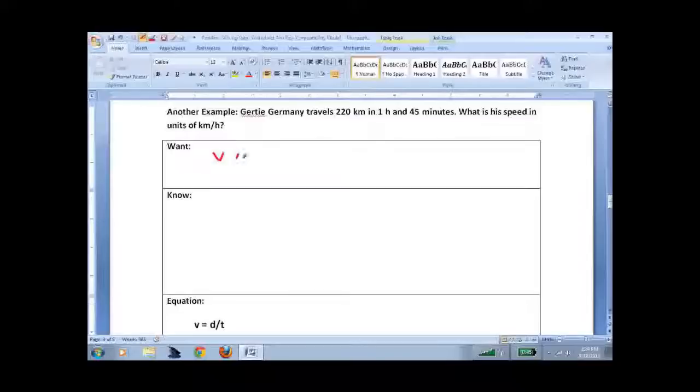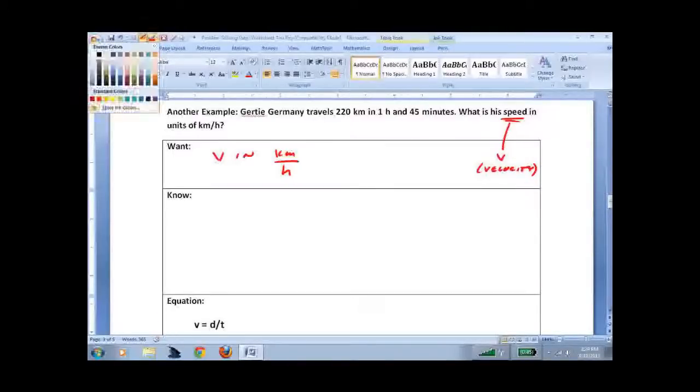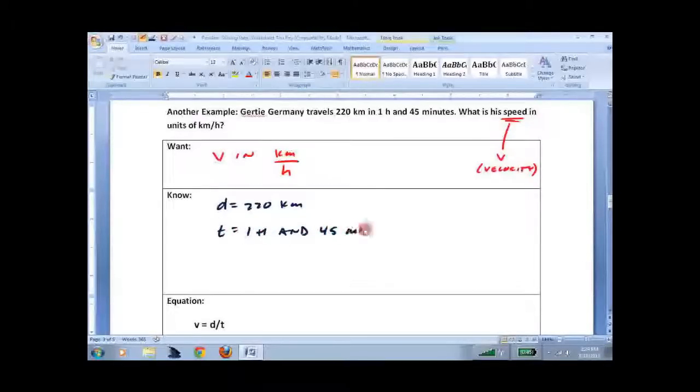I want V kilometers per hour. Even though it says speed, we know that is V for velocity. One of those annoying physics things that us teachers do. We know D equals 220 kilometers. We know T equals 1 hour and 45 minutes.